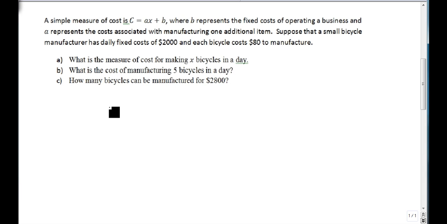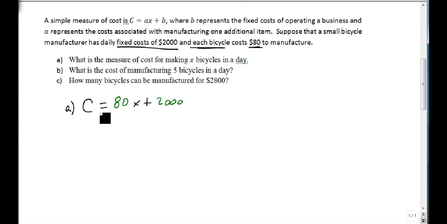So we're going to leave the C alone, but we want to know for this one, suppose that a small bicycle manufacturer has a daily fixed cost of $2,000 and each bicycle costs $80 to manufacture. So we're going to start with our C, so this is part A, equals A is our per item cost. And our per item cost is per bicycle in this case, and each bicycle is $80. So we're going to put our $80 right here, times the number of bikes we make, plus our fixed costs, which is $2,000. So here is our cost measure.